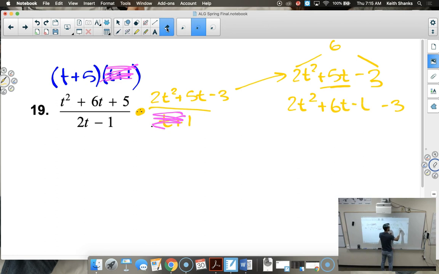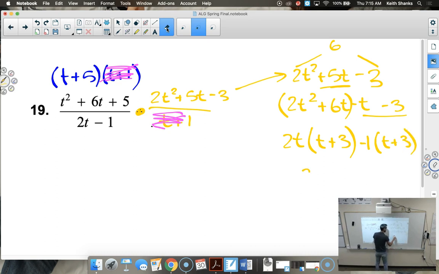6t minus 1t. Okay? Now, I don't know if you see that, right? What is 6 minus 1? Hey, that's 5. And this is actually going to work for us better. Right? That's a little trick you'd have to do. You would see that, oh, things didn't work out the way I thought they were going to. I do a little grouping. Okay? Those both have a 2t, and so I'm left with t plus 3. Both of these have a negative 1, and I'm left with t plus 3. And this is what I want. I want 2t minus 1 times t plus 3.